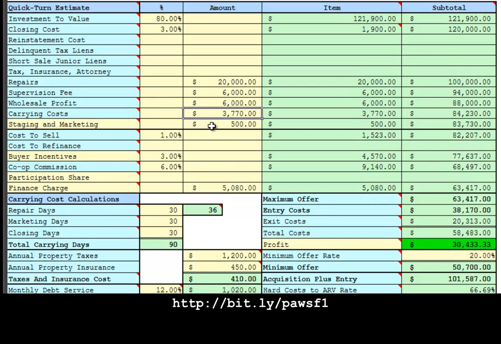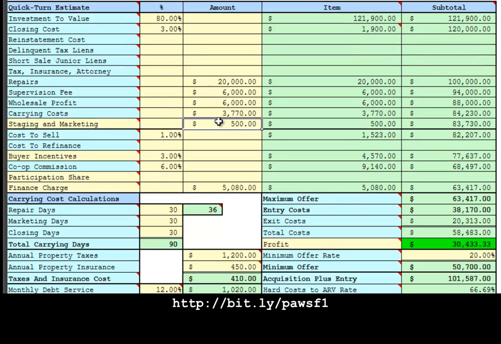Back up here we have staging and marketing as a miscellaneous entry cost. I'm guessing about $500 to stage the property with rented furniture and hold a professionally catered open house. As you can see, we itemize each of these values and then subtract from a running subtotal. This is the end of the entry cost section. This is the end of your hard cash requirements to enter the project.